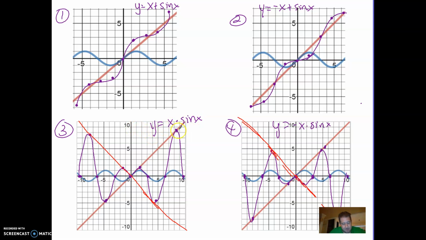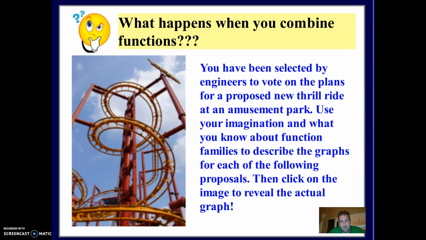This one, when it's x times sine of x, what you'll notice in the purple is the answer, and I will highlight that a little bit more so you can see it. What you'll notice is that the further you go to the sides, it'll keep getting higher each time you go out. Same thing for this one. So the further you get away from the origin, the higher the function is going to be going. So its amplitude is actually changing.